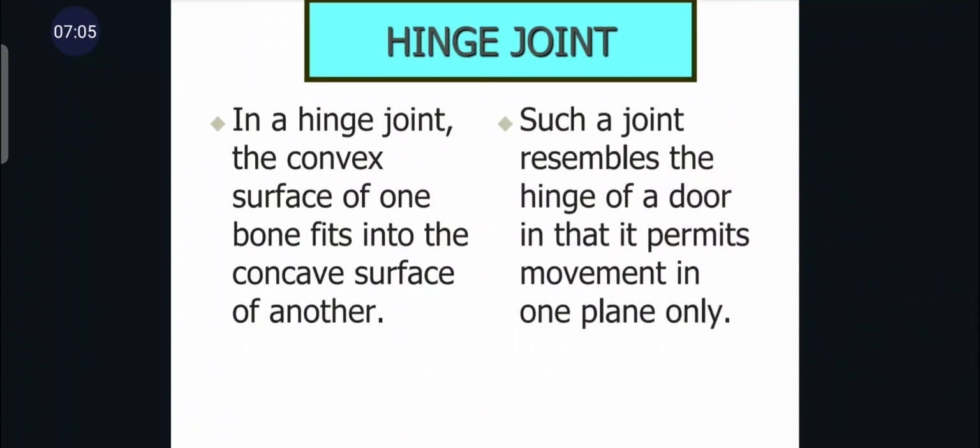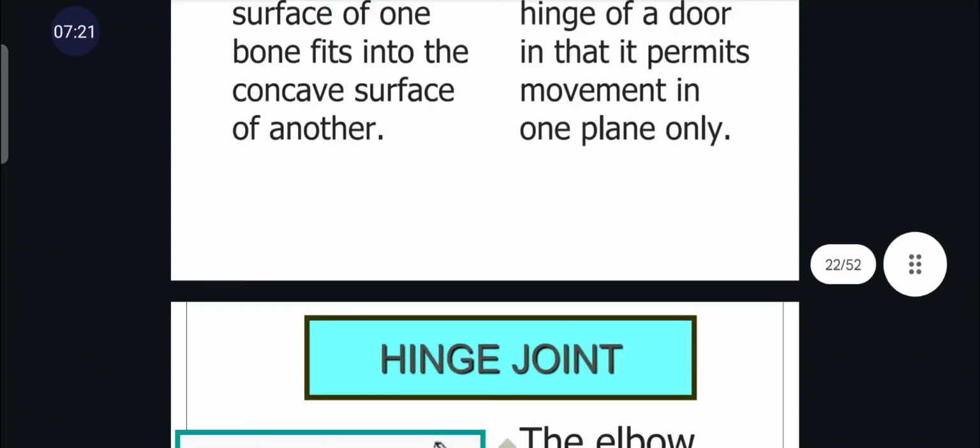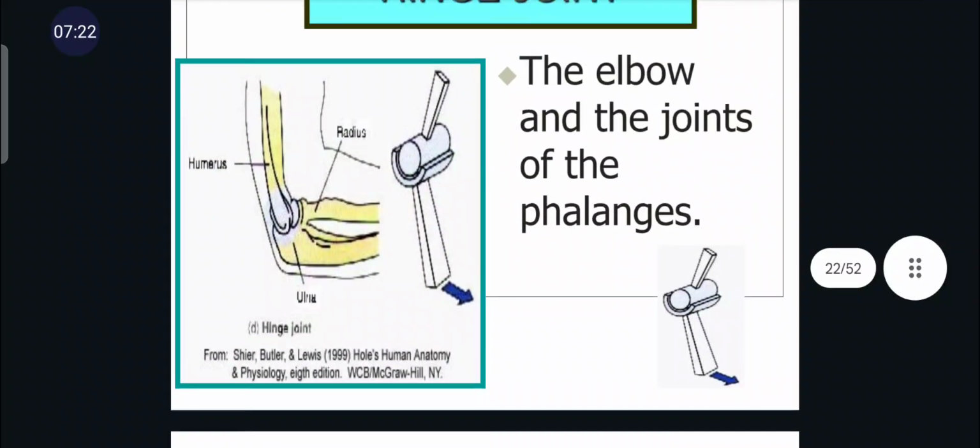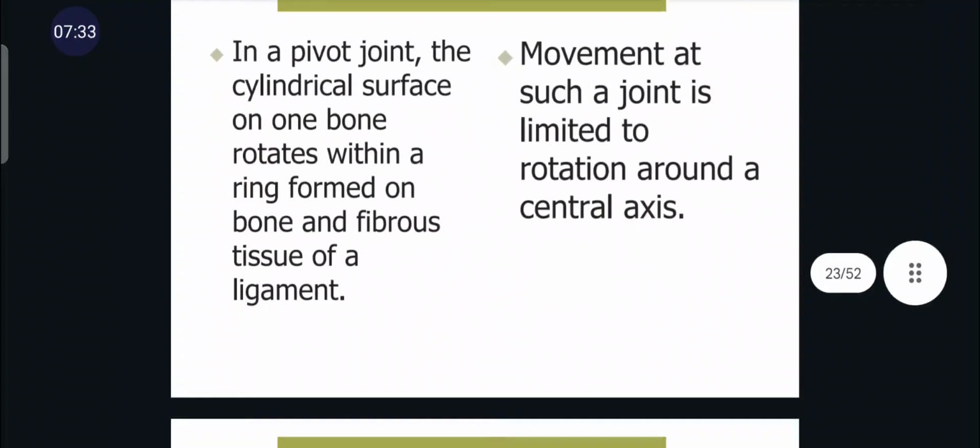Hinge joints. The convex surface of one bone articulates with the concave surface of another. An example is the joint between the humerus and the ulna. Such a joint resembles the hinge of a door that permits movement in one plane only. That is the elbow joint between the ulna and the humerus, and the joints between the phalanges.